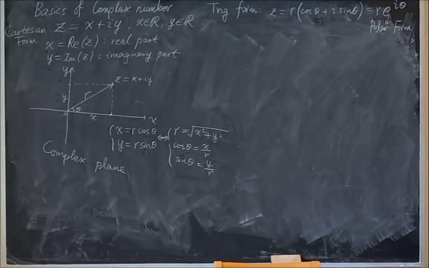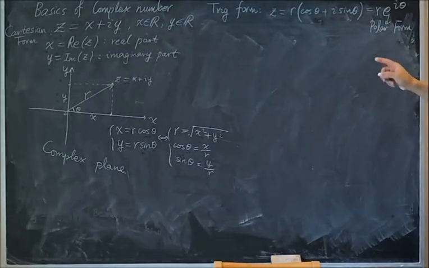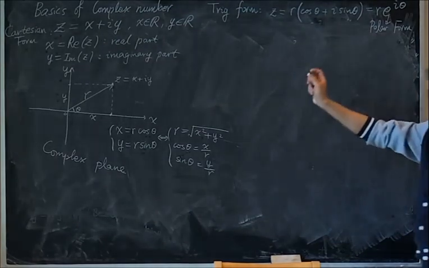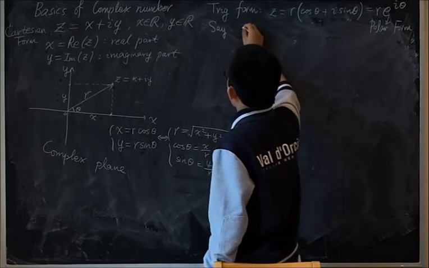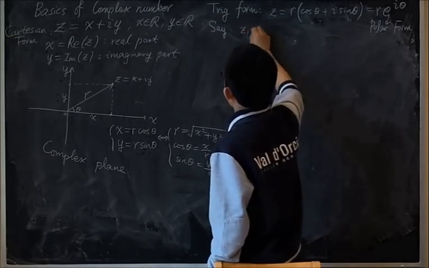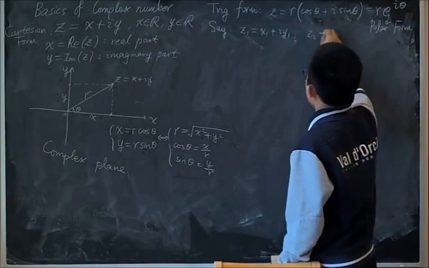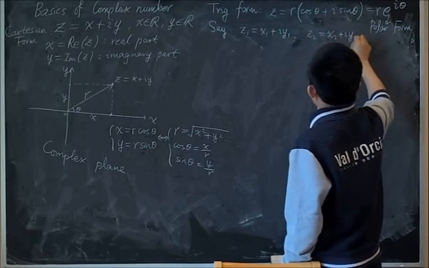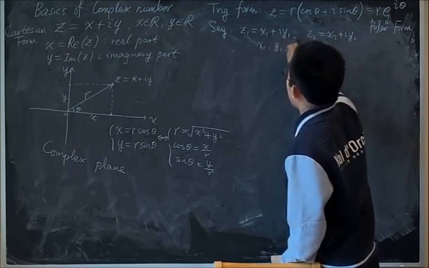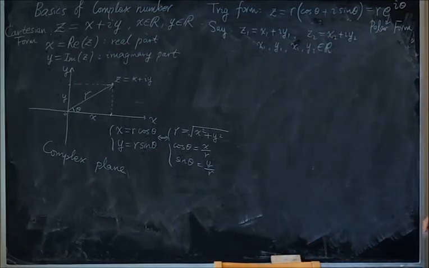Now we're going to talk about the very basic operations between two complex numbers. So think about, say, complex number 1, z1 is x1 plus i times y1, and z2 equals x2 plus i y2. Of course, here x1, y1, x2, y2 are all real numbers, Cartesian form.